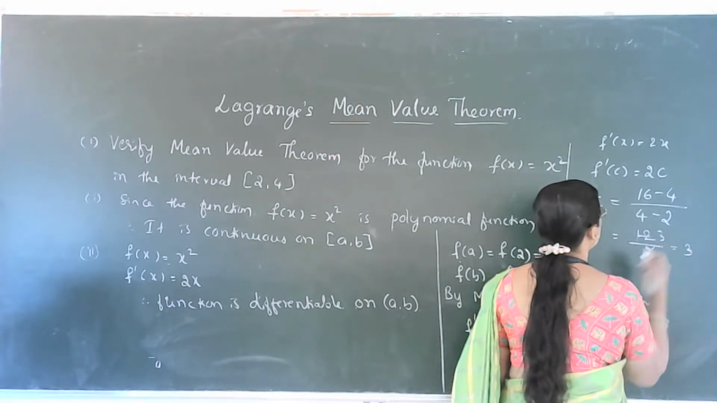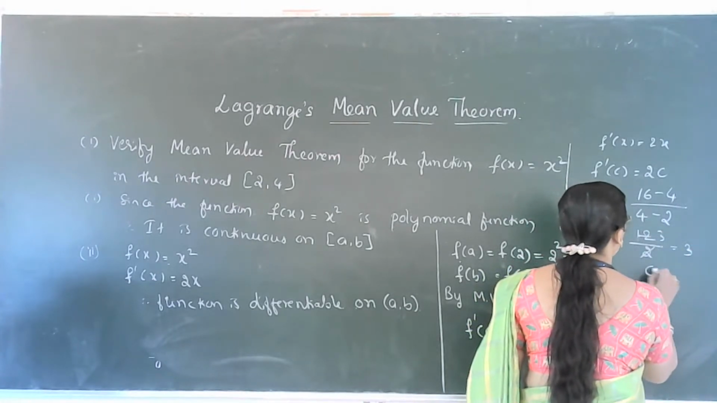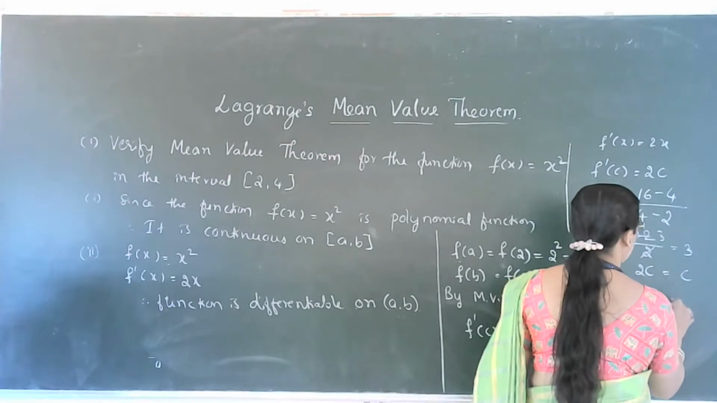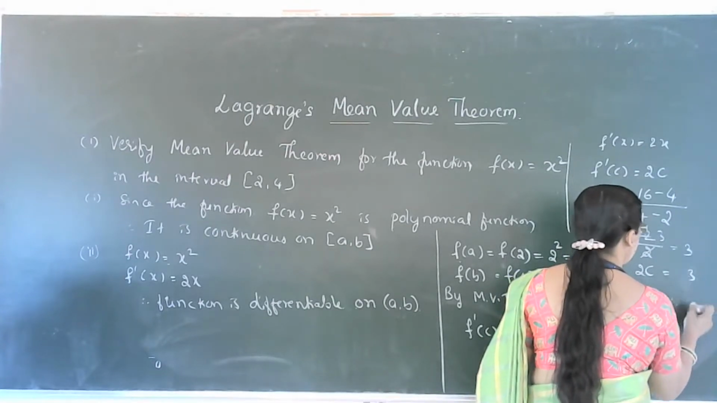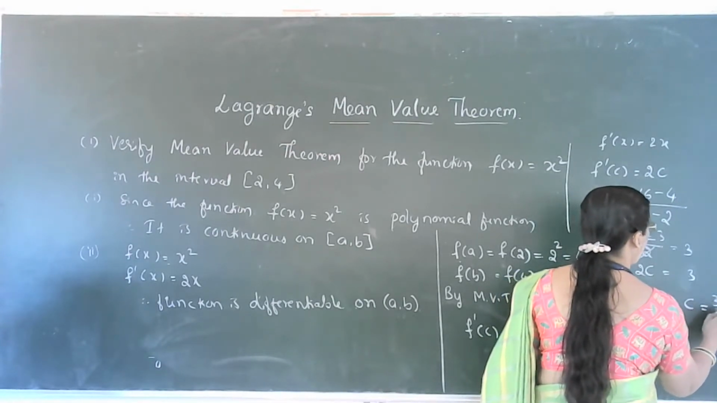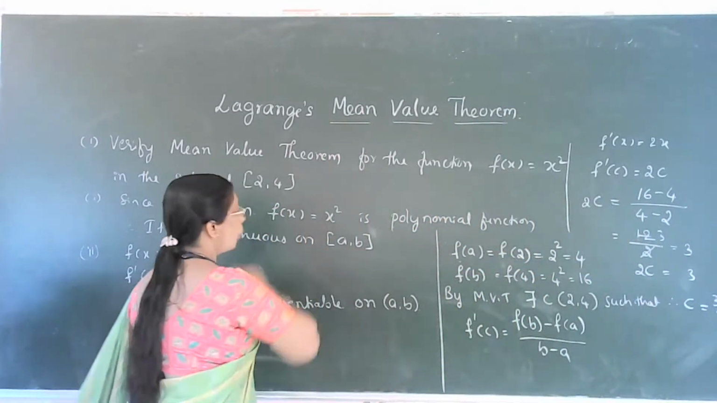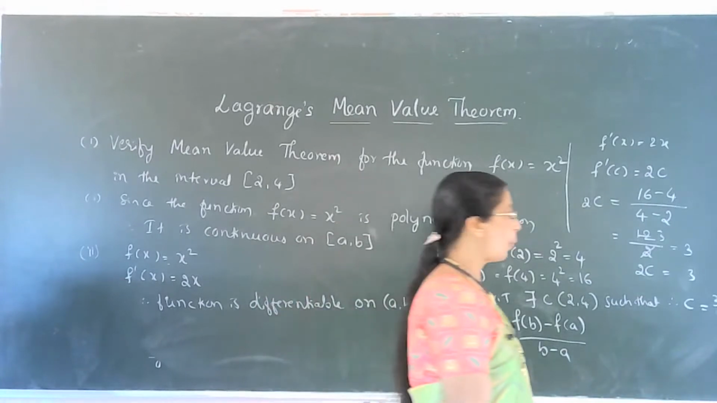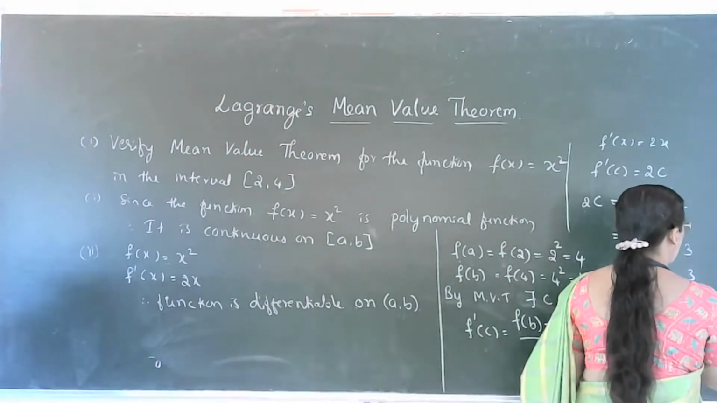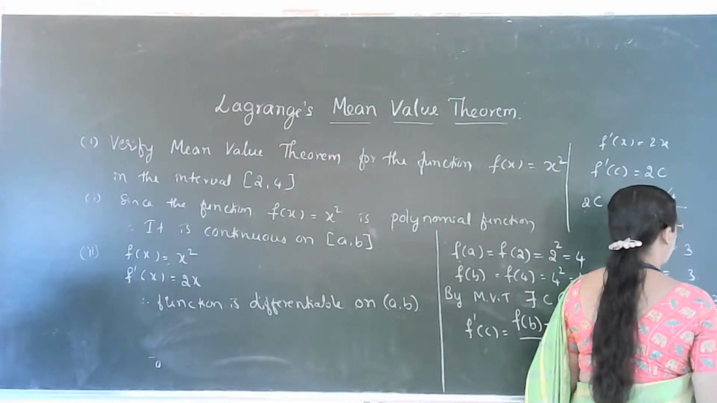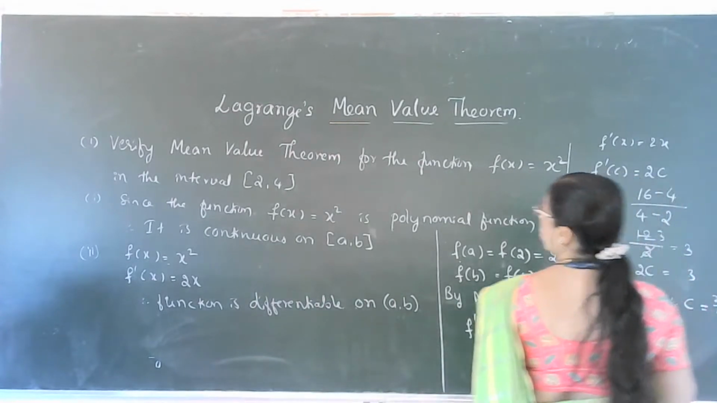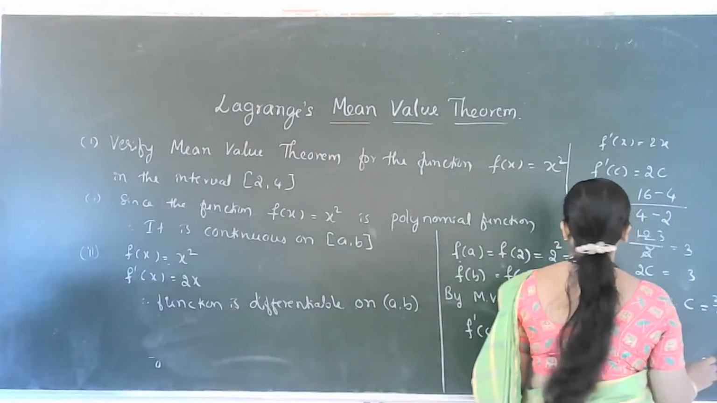So 2c is equal to 6, therefore c is equal to 6 by 2, which is 3. And 3 belongs to (2, 4).